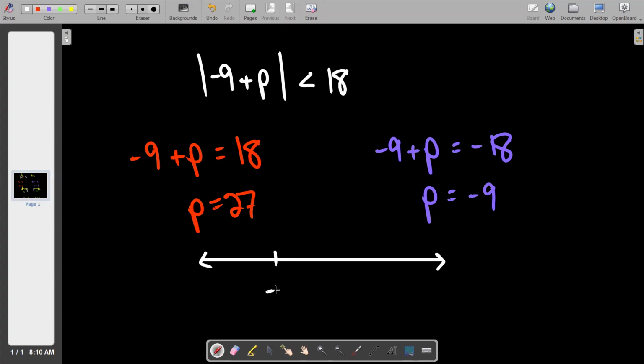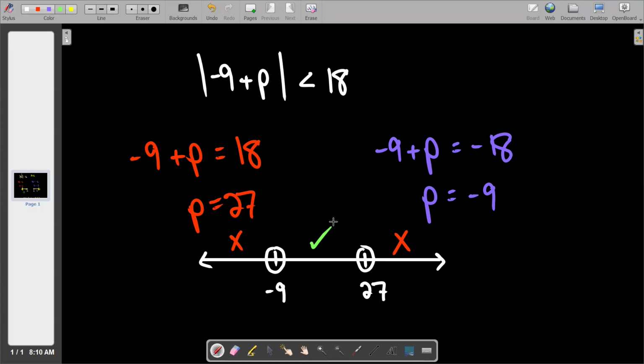So -9 goes here. +27 obviously goes here. And I'm going to put circles, and I'm going to leave them open because there is no "or equal to." I'm going into this knowing that it's either going to go like this, or like this. I'm not mincing words here. I'm not speaking in code. It will be one of those 2 situations.